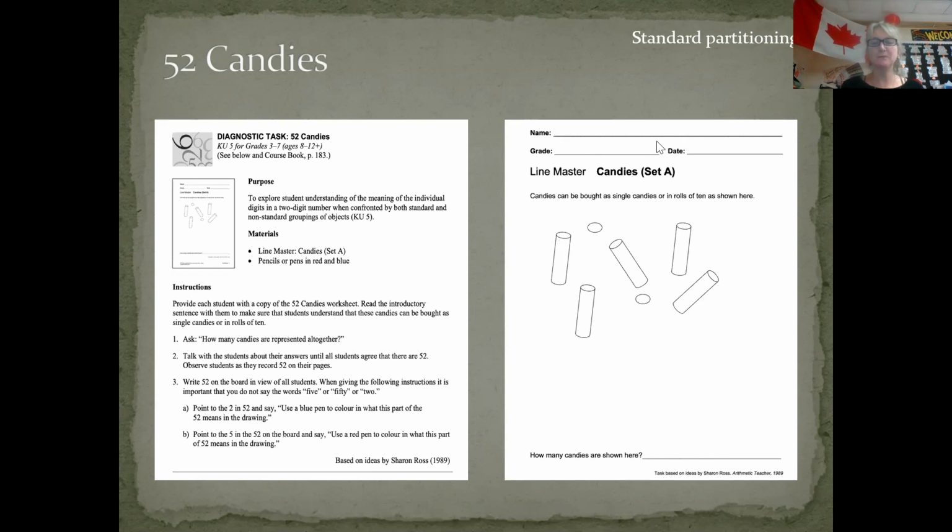There's a whole script. If you want to use the script exactly the way it is, it keeps it valid. I think of that as more of a standard partitioning, our typical place value partitioning that we use.